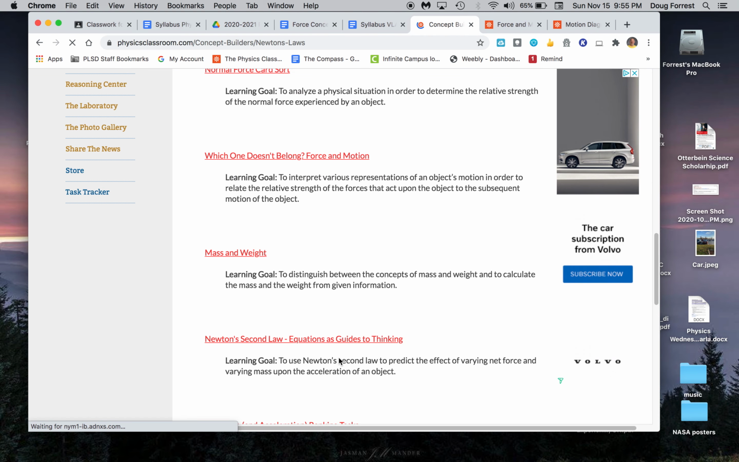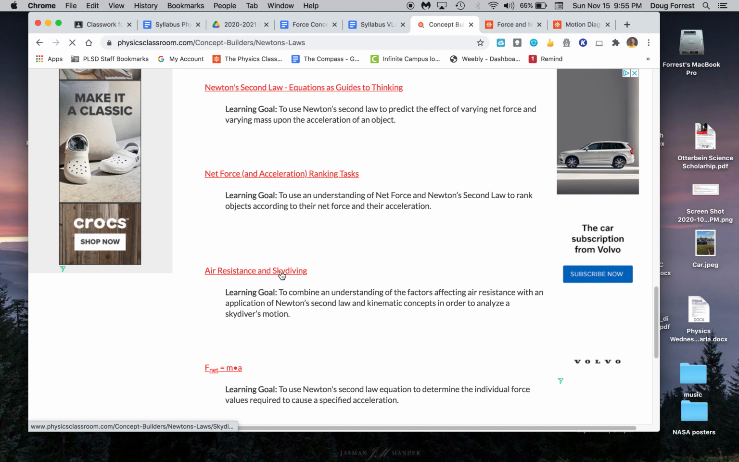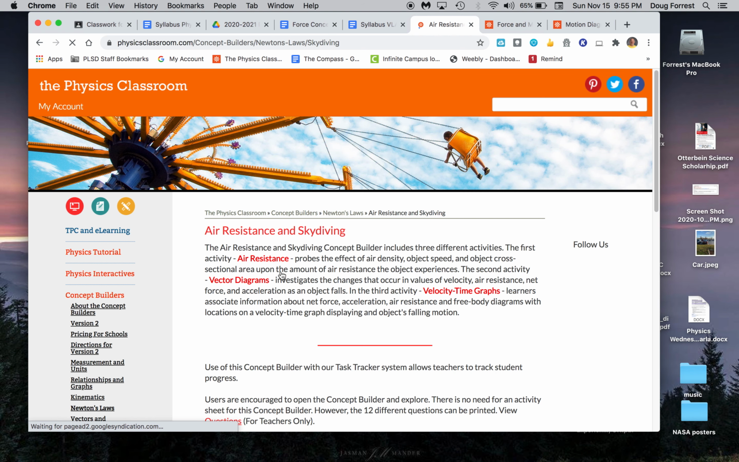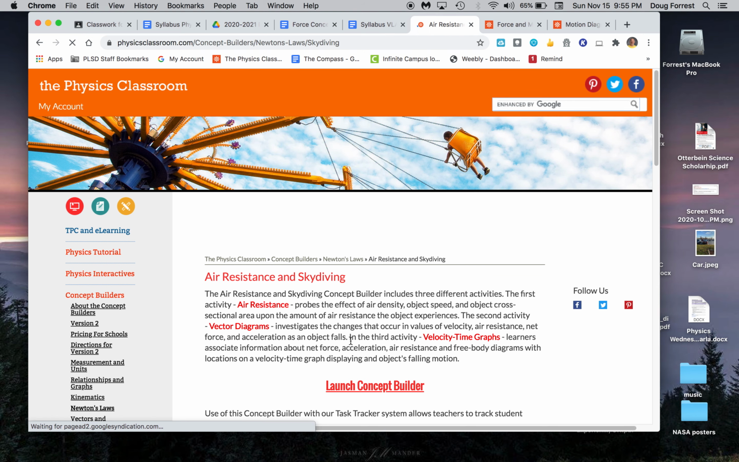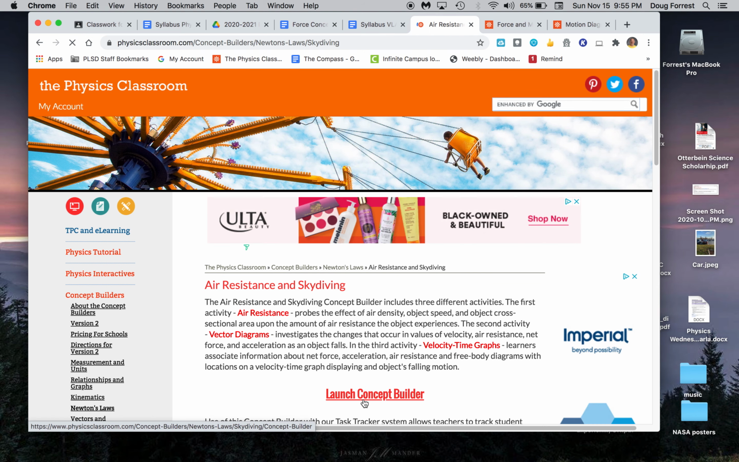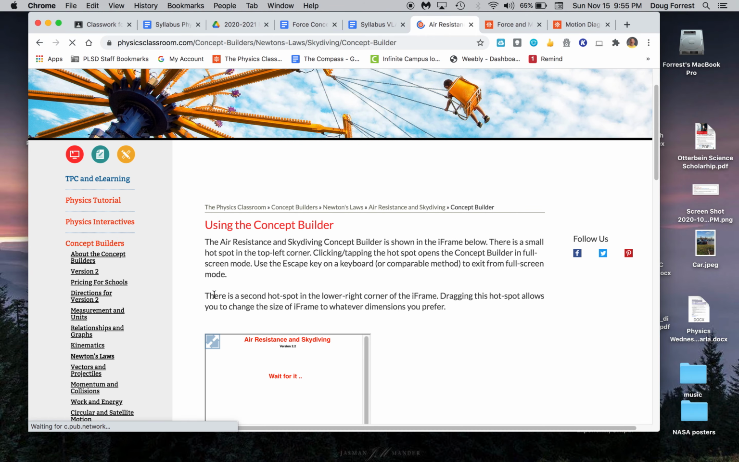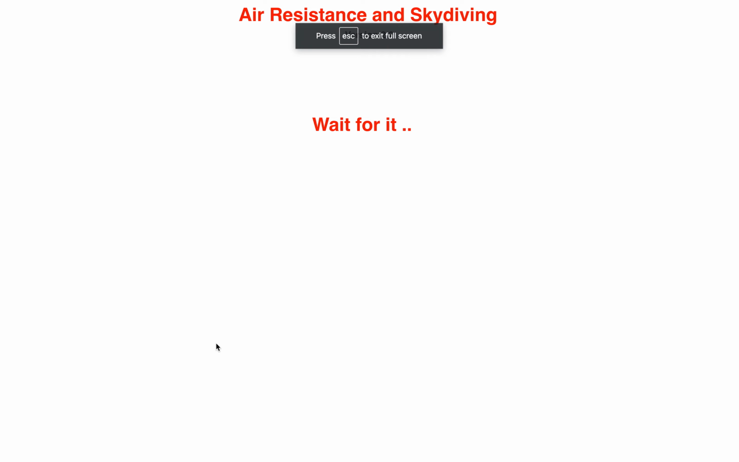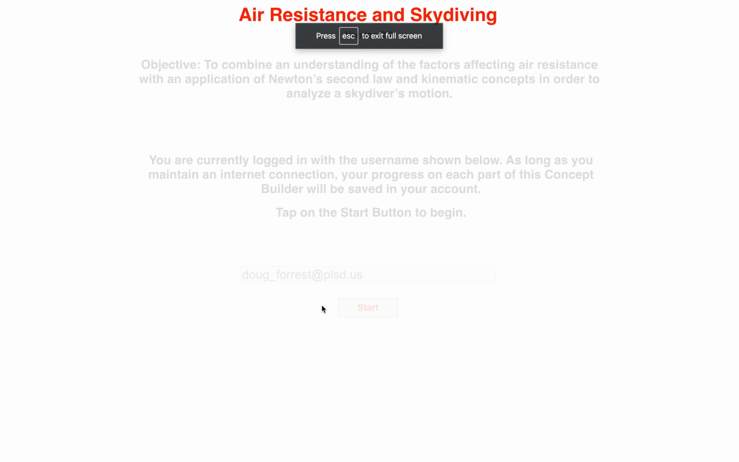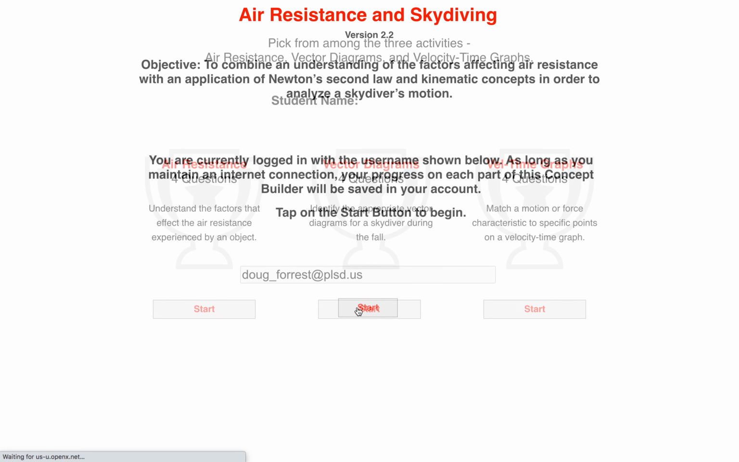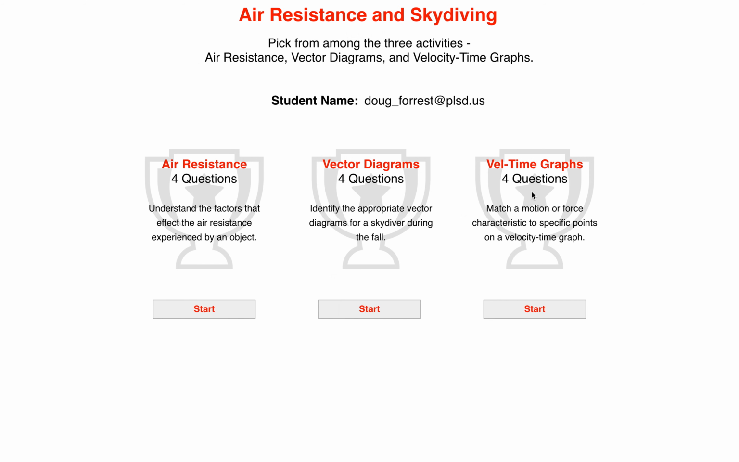I'm going to show you how to do the third task, which is air resistance and skydiving. That's still under Newton's laws. With this particular one, you're going to want to complete two of the three activities in here. I'm only going to show you how to do one of them. So with this, you do not need to do the velocity time. We'll do those a little bit later in the year. You do want to do the air resistance and you do want to do the vector diagrams. Each of these is worth 6 points. If you do them both, they're worth 10 points.